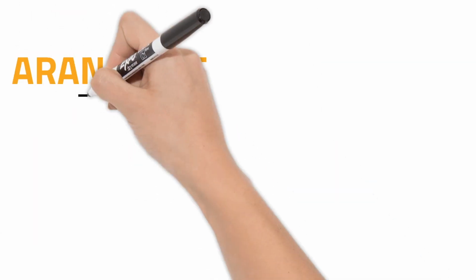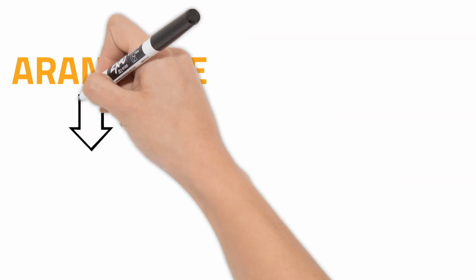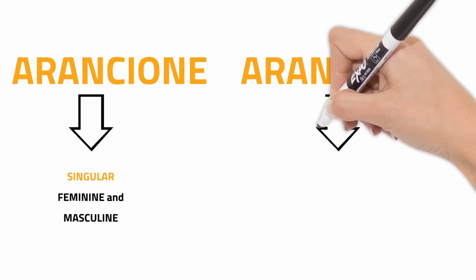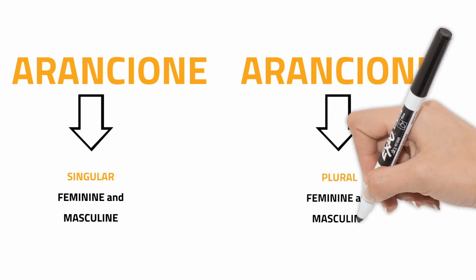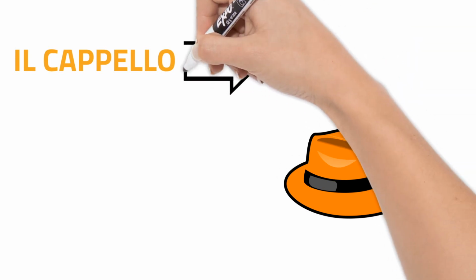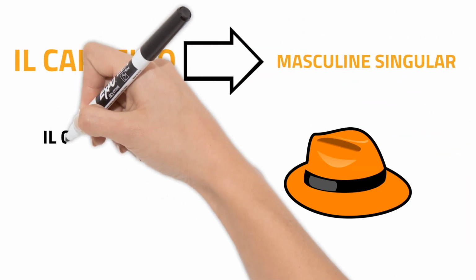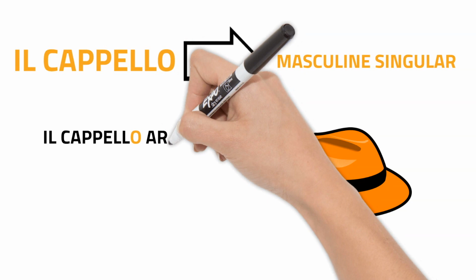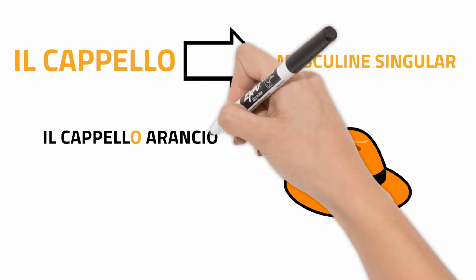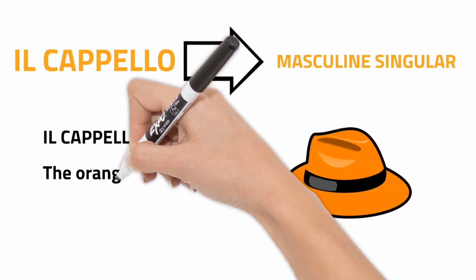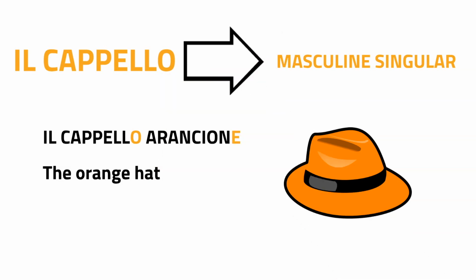The next color that behaves like this is arancione. Arancione is the singular form of the masculine and the feminine, and arancioni is the plural form of the masculine and feminine of orange. Over here, let's see, we have un cappello, a hat. Cappello is masculine singular. Let's make a sentence. Il cappello arancione, the orange hat. As you can see, arancione is singular and cappello is singular. It doesn't matter if it's masculine or feminine. Even if we had a feminine noun instead of cappello, the color would still be arancione.